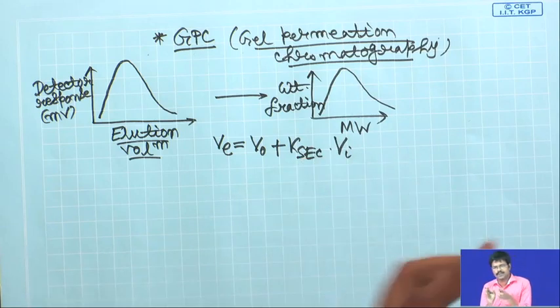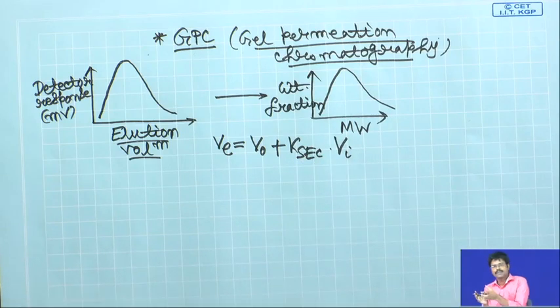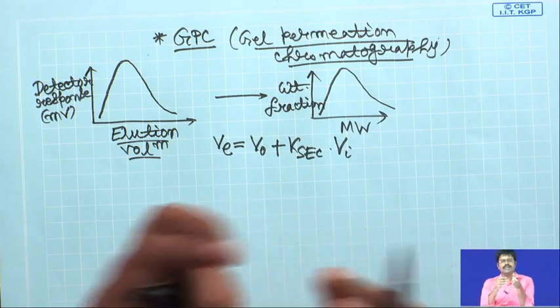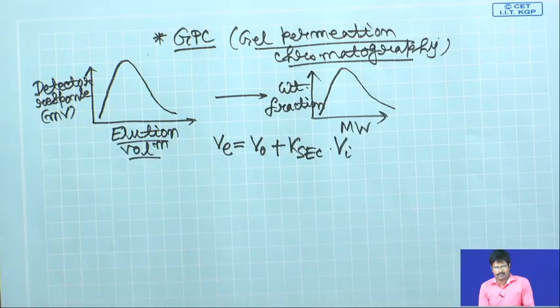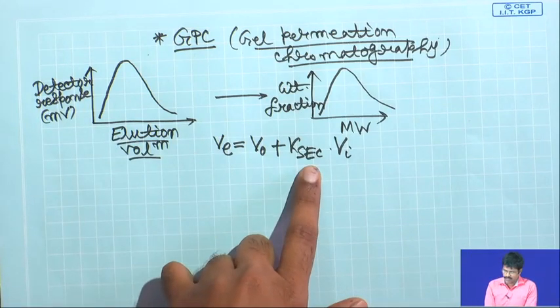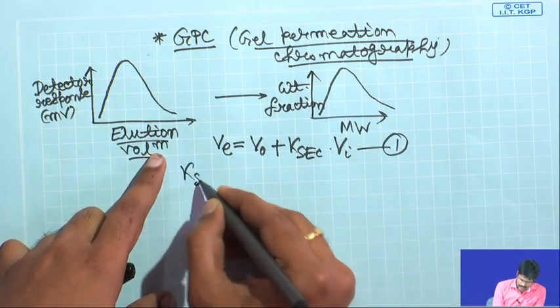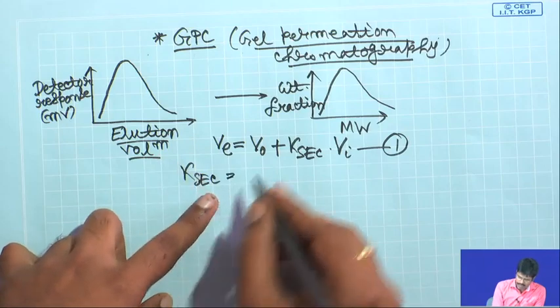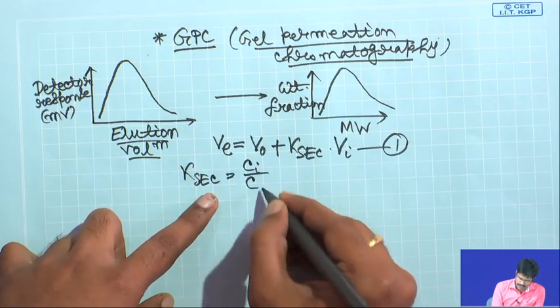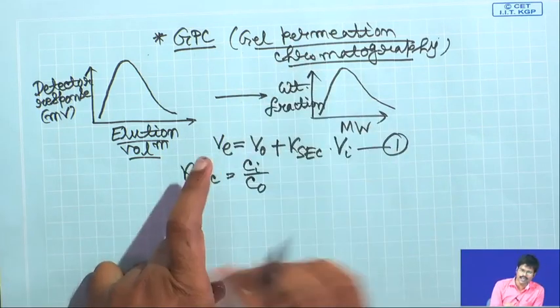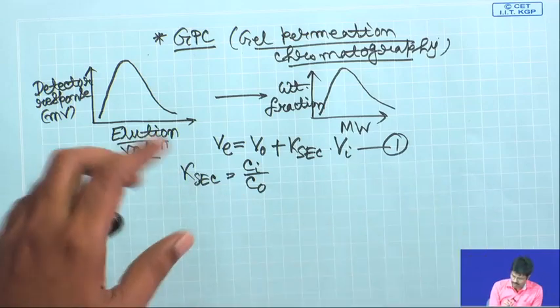The species present in your solution is in equilibrium between being inside the pore and being outside the pore. So, this K_ACC will determine that. It will become clearer now. So, what is this K_ACC? This is equal to C_I divided by C_0, where C_I is the concentration inside the pore and C_0 is the concentration outside the pore.